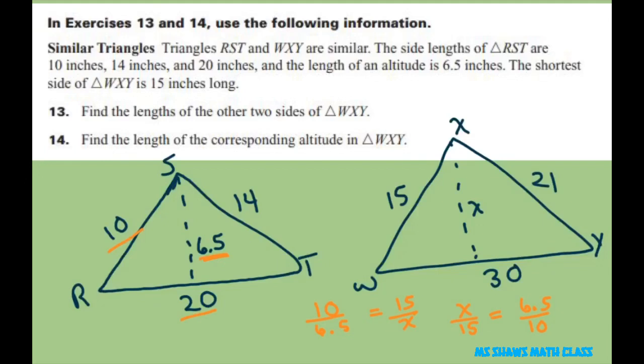And when you cross multiply, and I'm going to do it up here because I'm running out of room, I'm going to have X equals 15 times 6.5 divided by 10. And when you calculate that, that's going to give you 9.75 inches. And of course, all of these are in inches. When you write your answer, you should write inches here. So this would equal 9.75 inches.